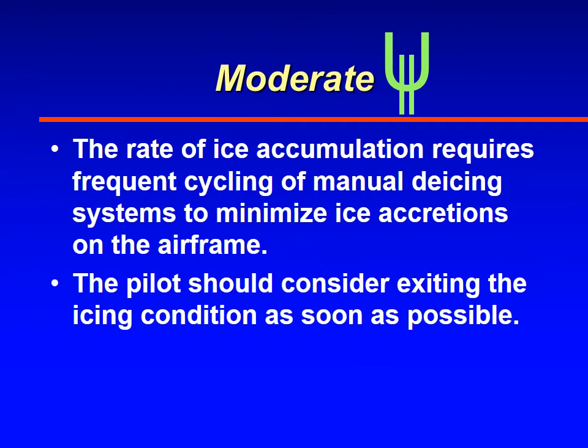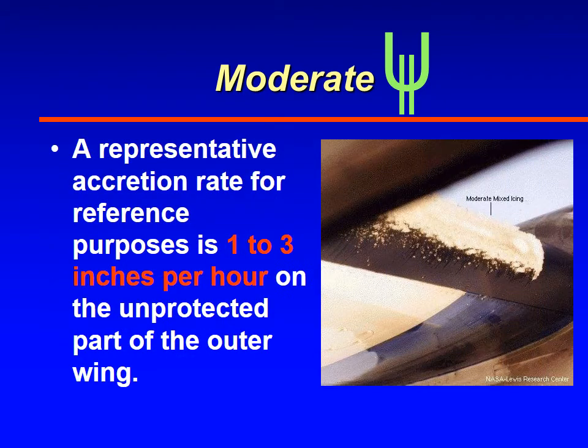Moderate icing is where the rate of accumulation requires frequent cycling of your boots, of the manual de-icing systems, to keep icing at bay. And you should consider exiting the icing conditions as soon as possible. The rate of accumulation is between 1 to 3 inches per hour on unprotected surfaces.